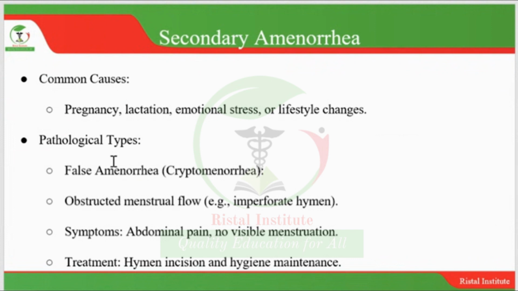Symptoms include abdominal pain and no visible menstruation. Then the treatment can be that the hymen is incised. This can be done by a gynecologist. He can incise the hymen to create a path so that the menstrual flow can go through. Then the hygiene should also be maintained well.